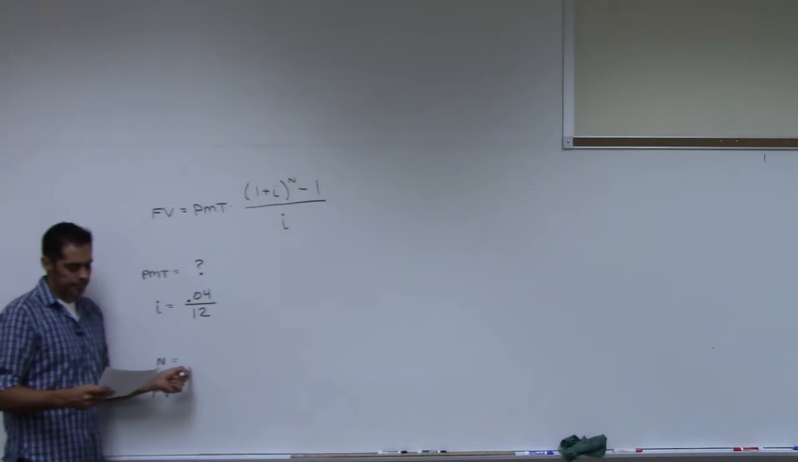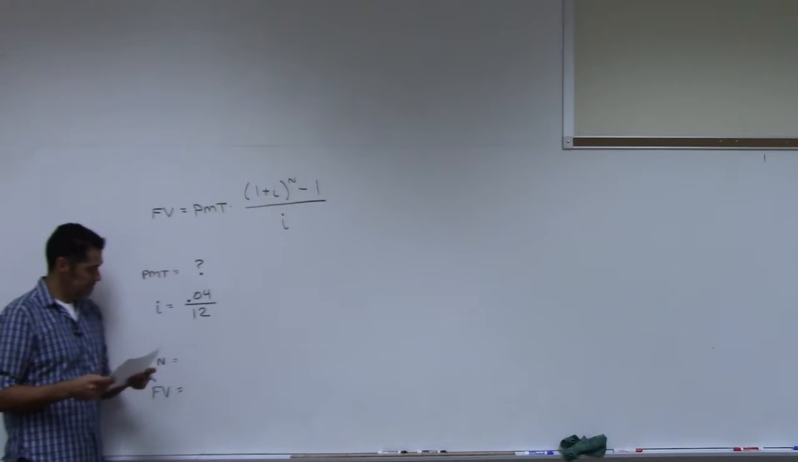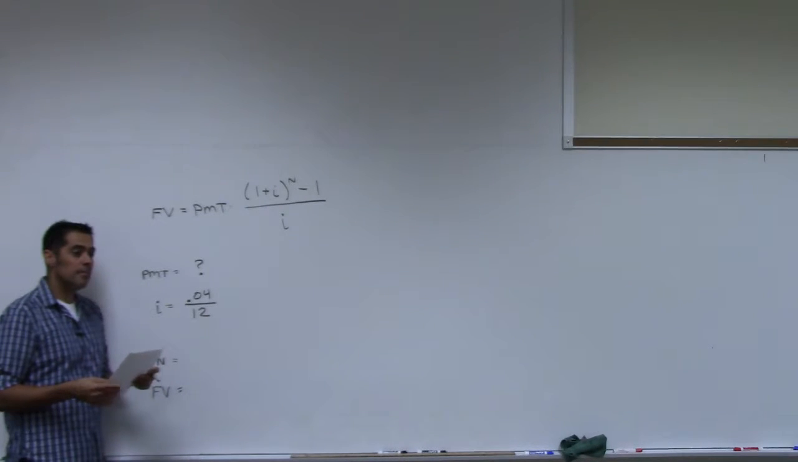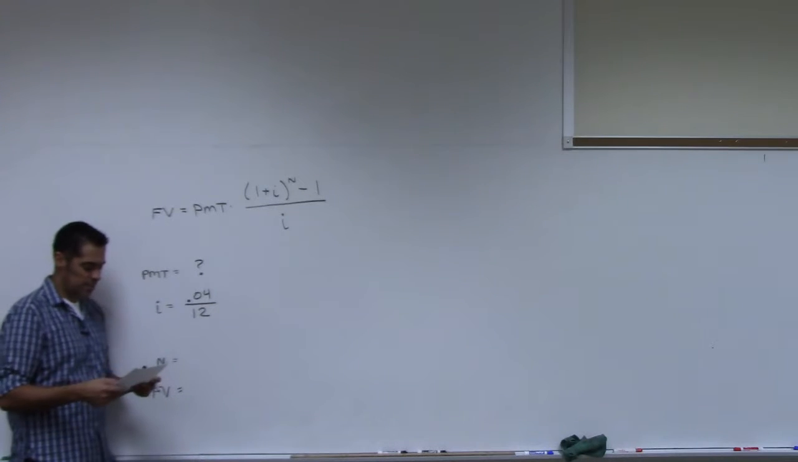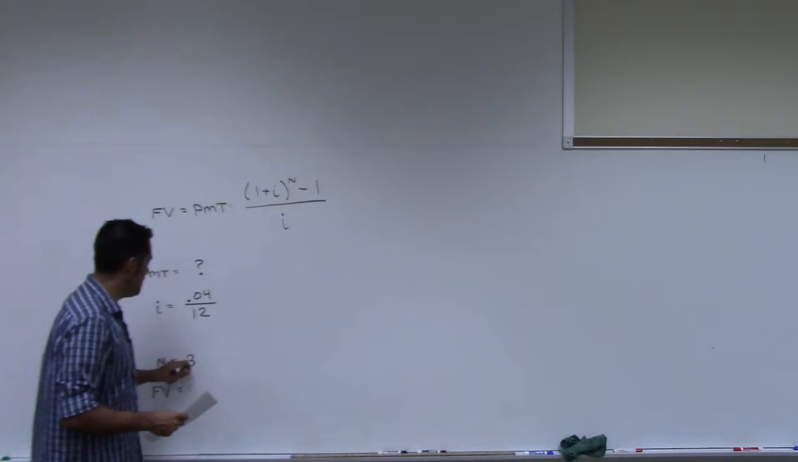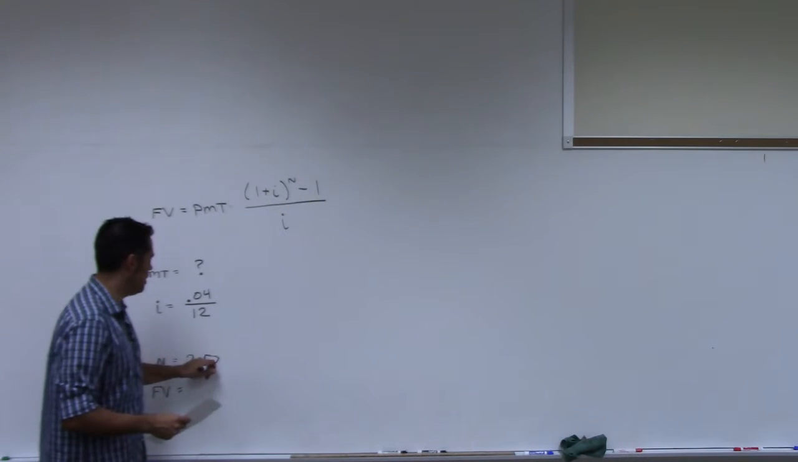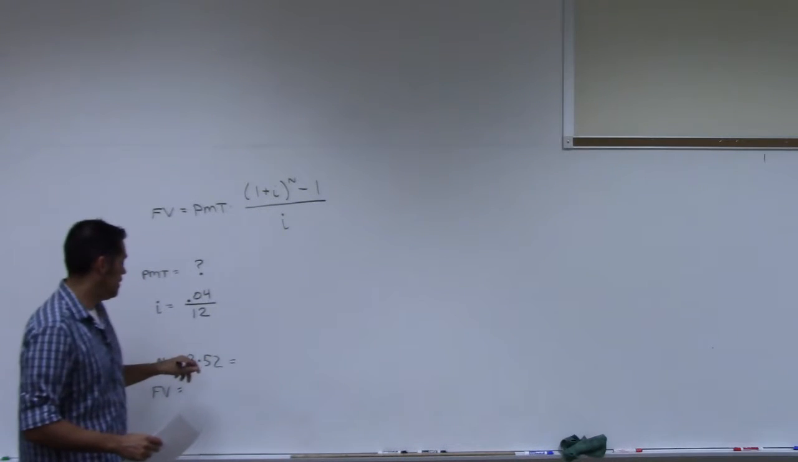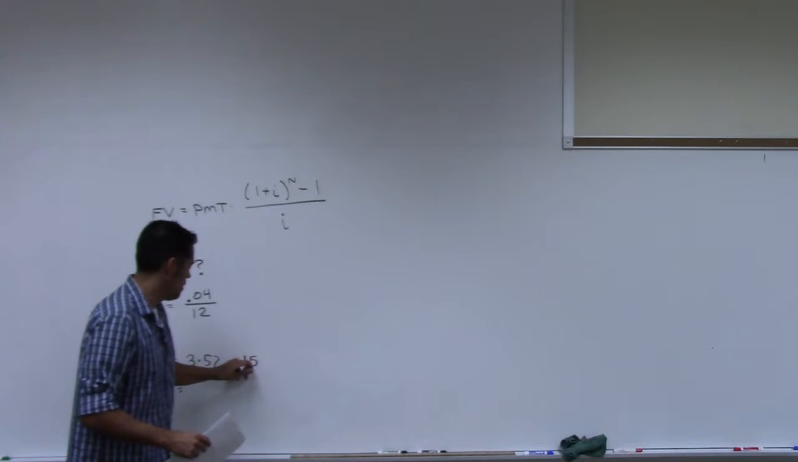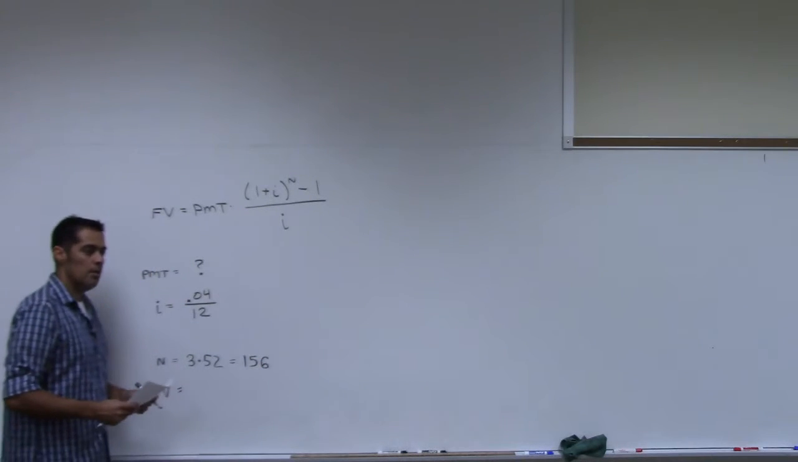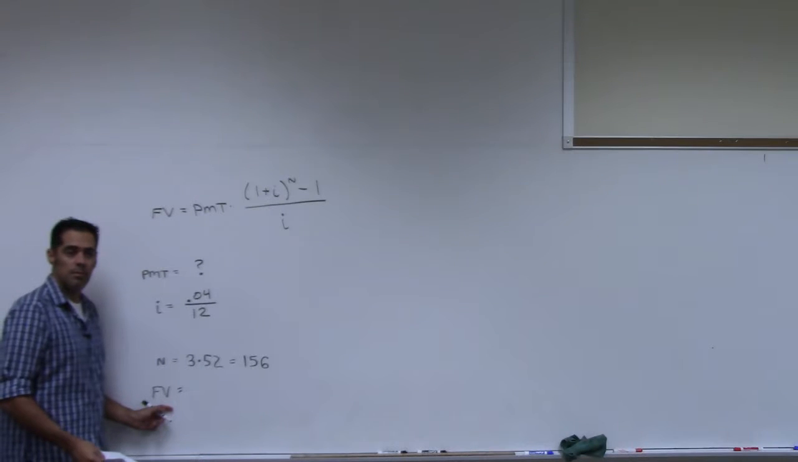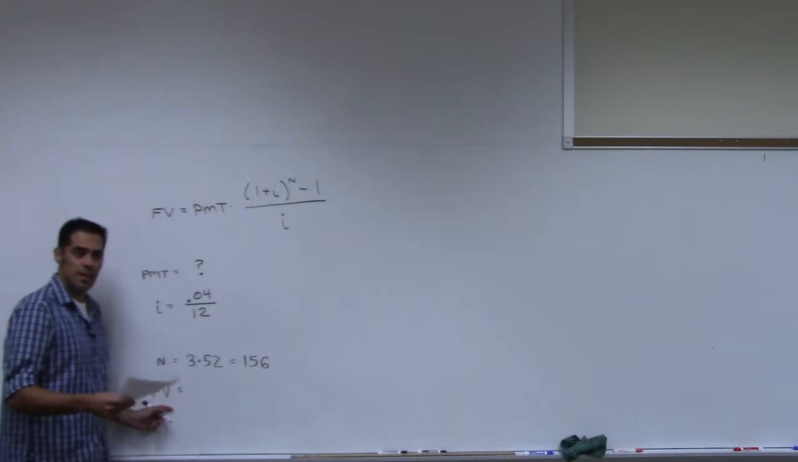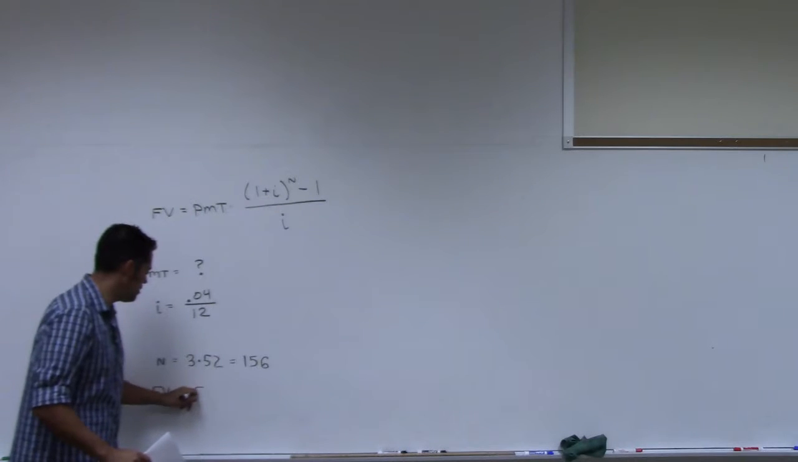Do we know N? This is a little tricky. 3 times 52. Why is this 3 times 52? 3 years, but how often do you plan on making payments? Every week, 52 weeks, right? So what is that? 156? What's the future value? That's what we are saving up for, right? We want to save up $5,000.